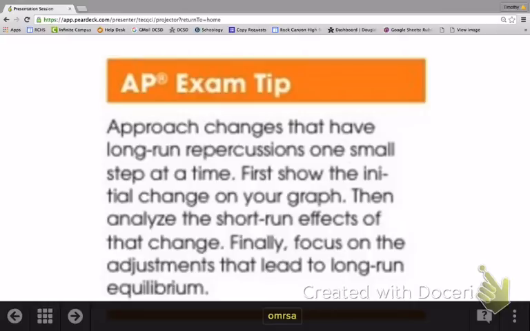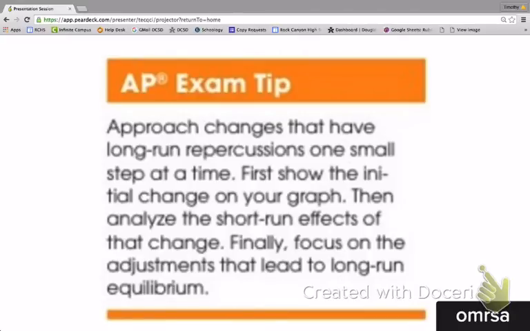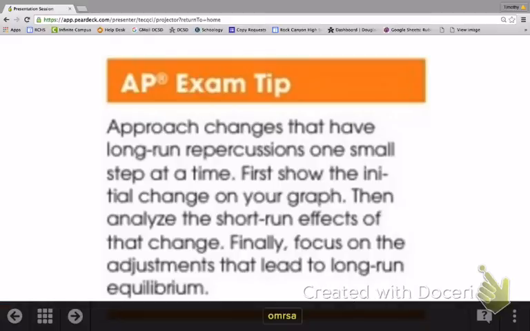So approach changes that have long-run repercussions one small step at a time. First, show the initial change on your graph. Then, analyze the short-run effects of that change. Finally, focus on the adjustments that lead to long-run equilibrium.